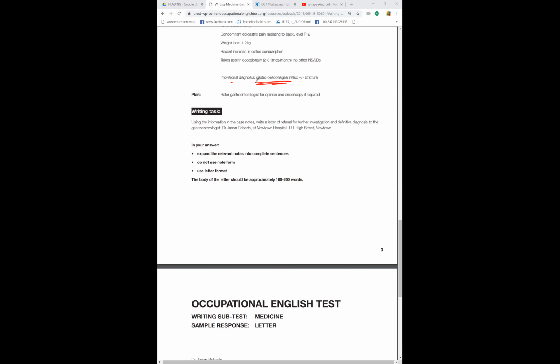Provisional diagnosis is gastroesophageal reflux disease with possible stricture.